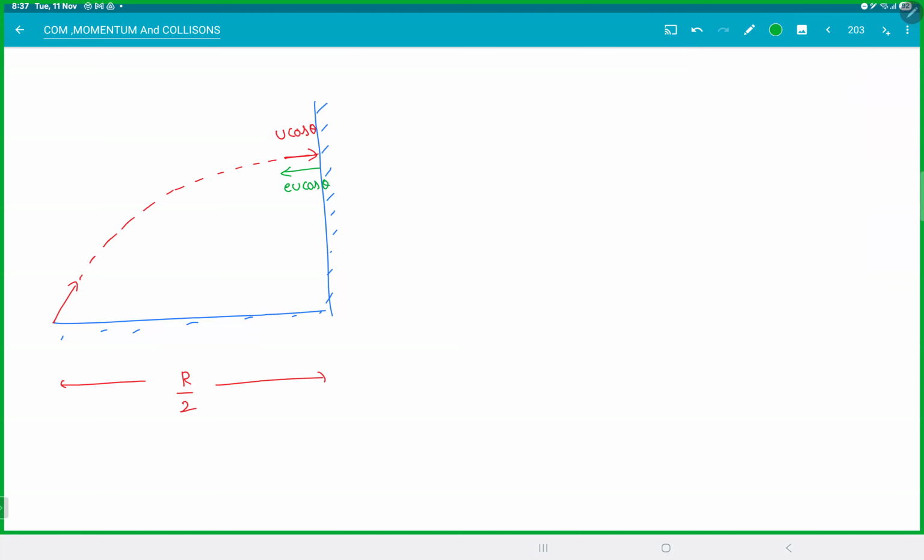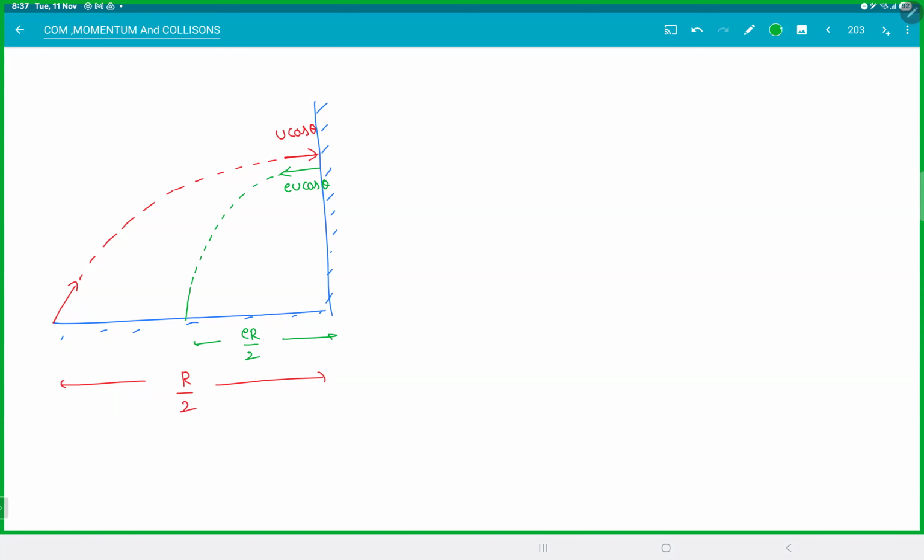Now, since they're at the same height, tell me one thing. If your speed becomes e times, then where will you land on the ground? Both of them will have same time of flight. So you will land at a distance of eR by 2. Is that clear, everyone? Are you getting why it will be e times?